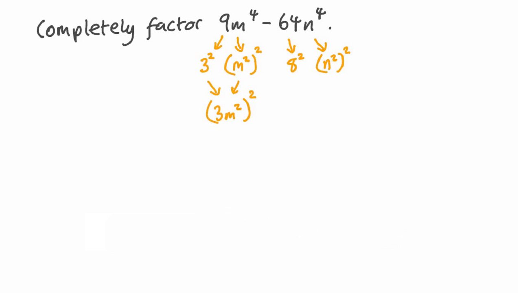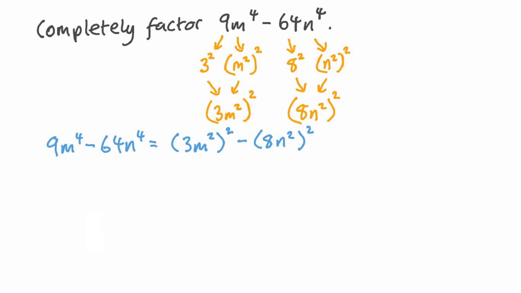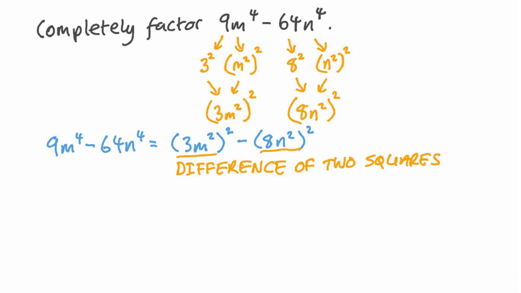Likewise, 8 squared times n squared, squared means 8 times n squared, and we can rearrange that as 8n squared, all squared. So we can rewrite the whole expression, 9m to the power of 4 minus 64n to the power of 4, as 3m squared, all squared, minus 8n squared, all squared. And hopefully you'll recognise this form as the difference of two squares. It's something all squared, take away something else all squared.